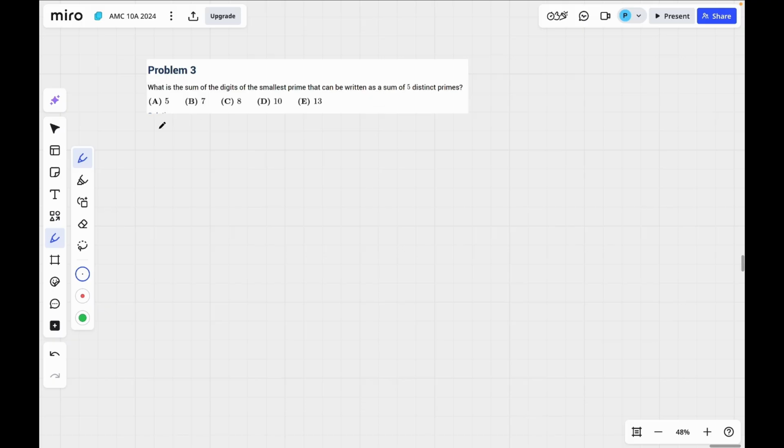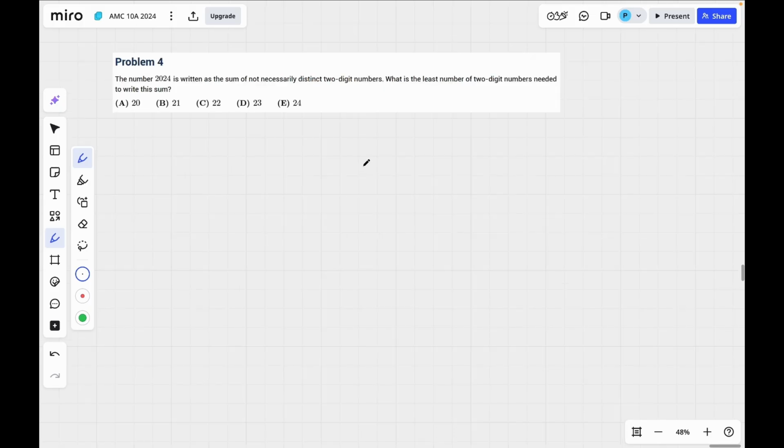So let's start by trying out the 5 smallest odd primes. Now if we add this up, we get 39. And since 39 isn't a prime, we'll go to the next highest prime, which is 17. Now if we add this up, we get 43. And a quick check shows that 43 is indeed a prime. So we add up its digits, and our answer is B, 7.